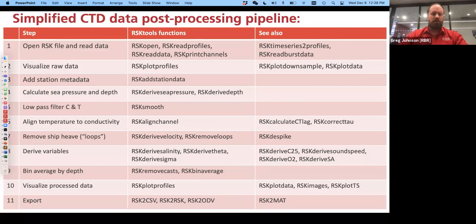So let's walk through a quick example. Let's pretend we've got CTD data. What would we typically do as a post-processing pipeline? And your pipeline might vary. We're going to go through 11 steps here.